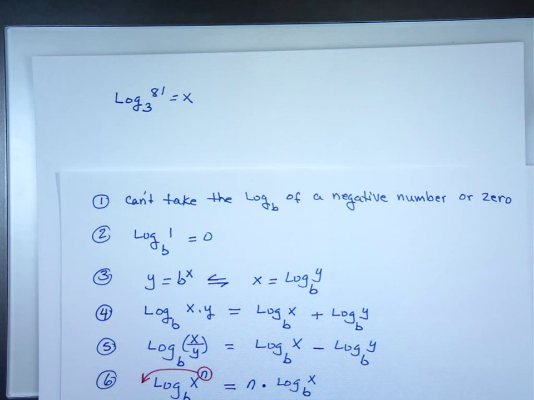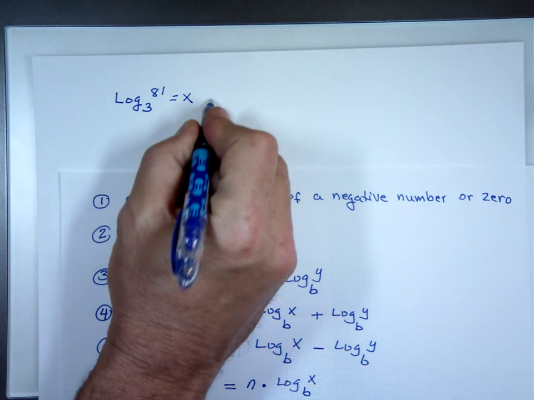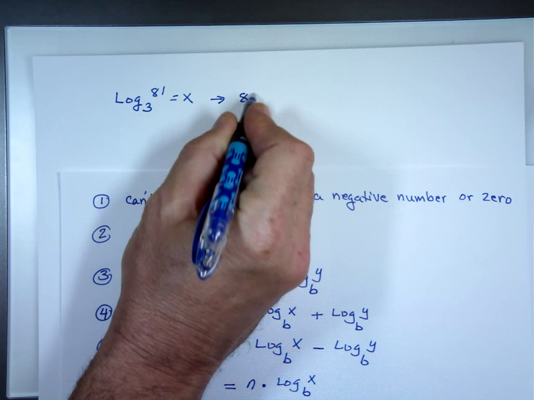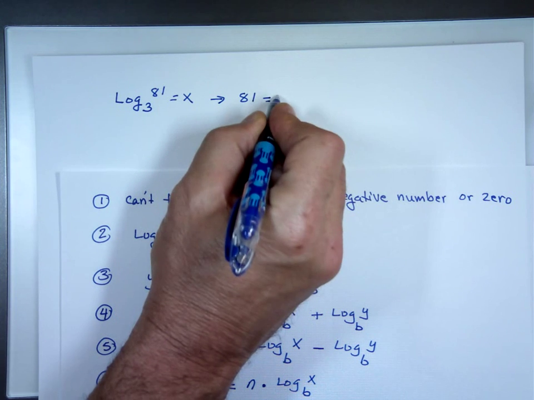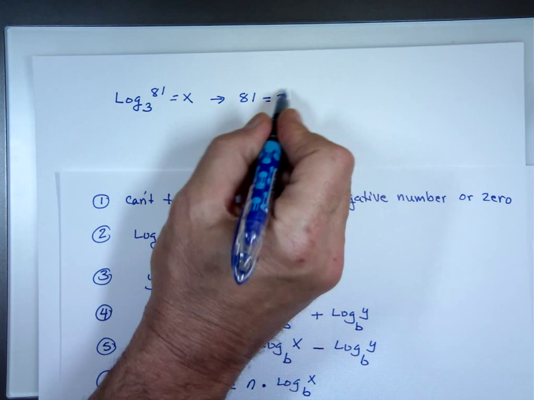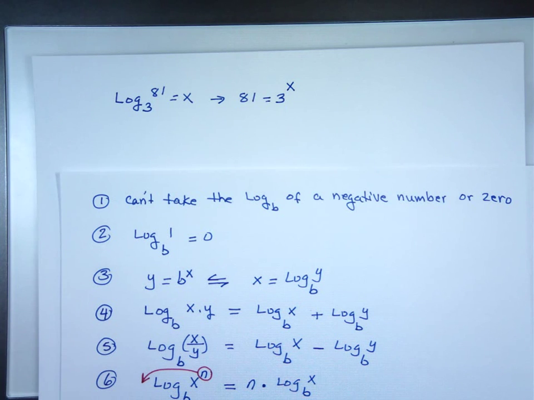The number, which is 81, is equal to the base, which is 3 to the power of what? x. Can you write 81 as 3 to a power? Could the 81 be 3 cubed? No, 3 cubed is what? 27. Could it be 3 to the 4? x is 4.